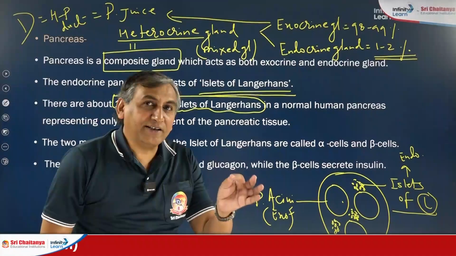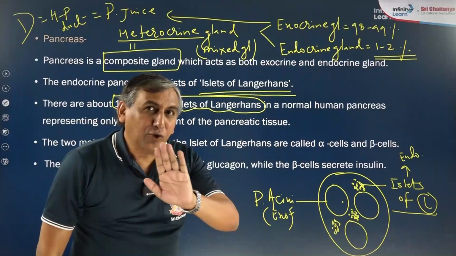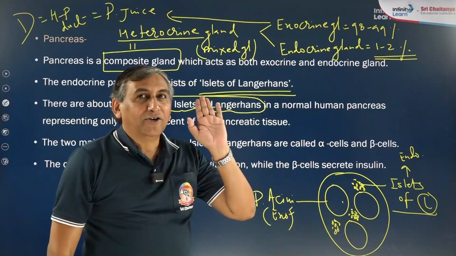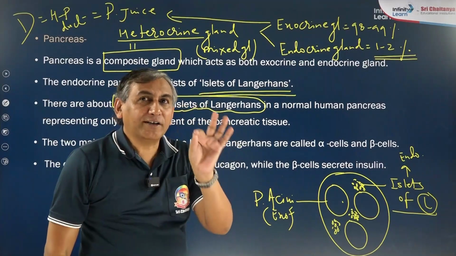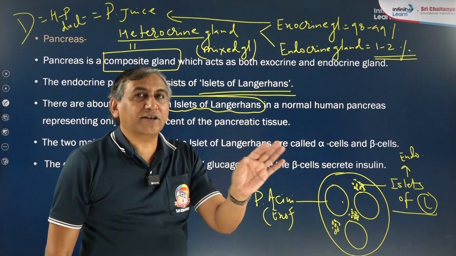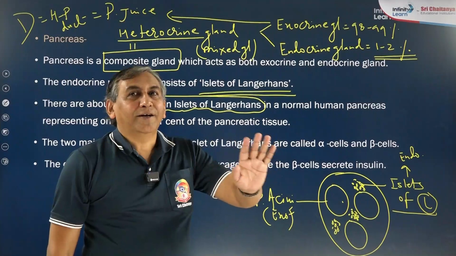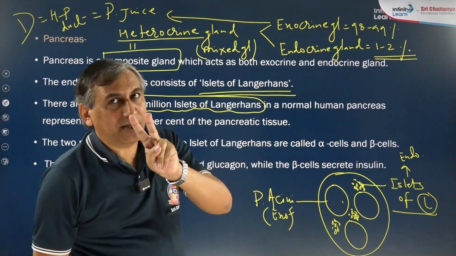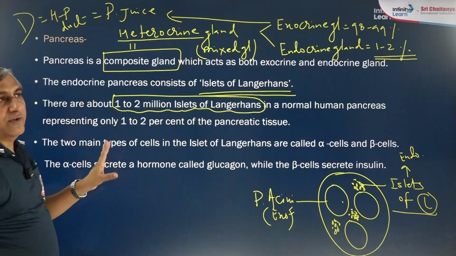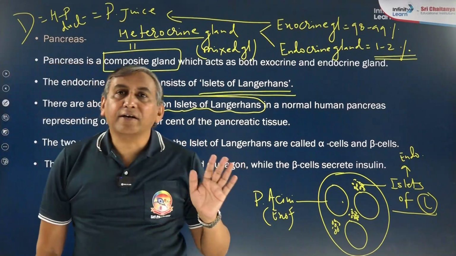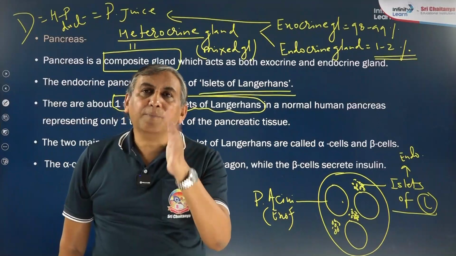So, for the secretion of hormones, no duct is required. If there is any blockage in the pancreatic duct, what is the impact on the secretion of hormones? No impact, because the pancreas has two parts. This is the one part I said, the islets of Langerhans, which is the endocrine part of the pancreas.